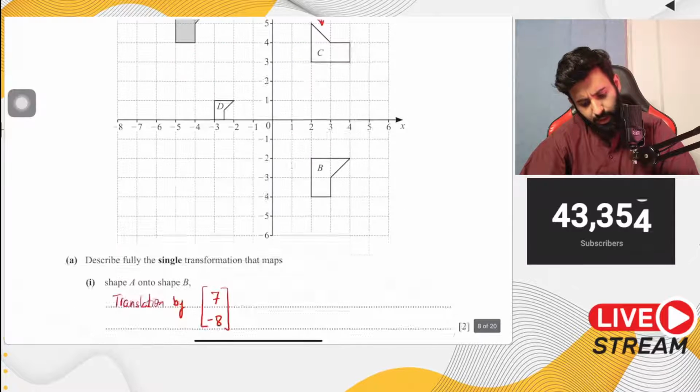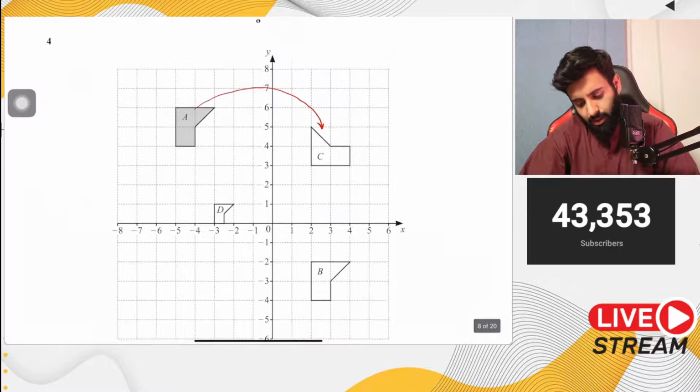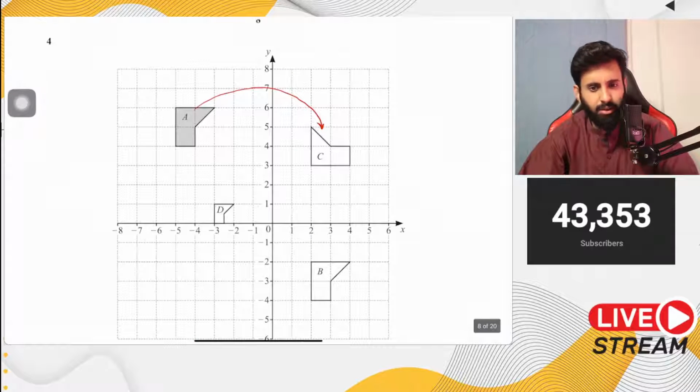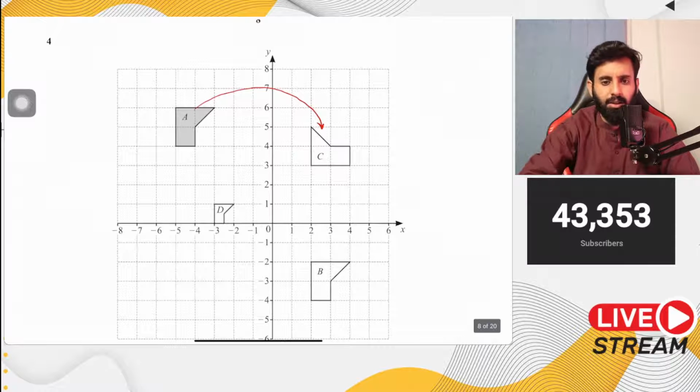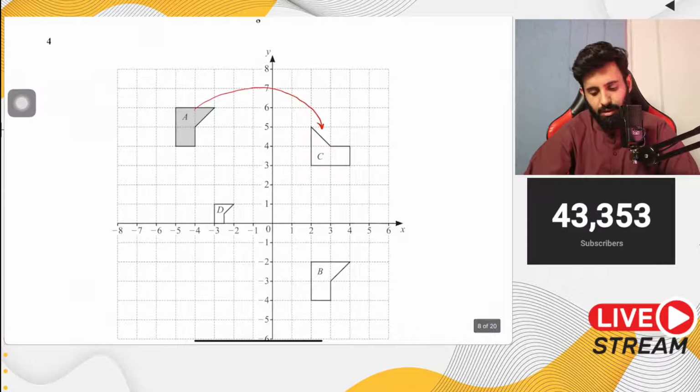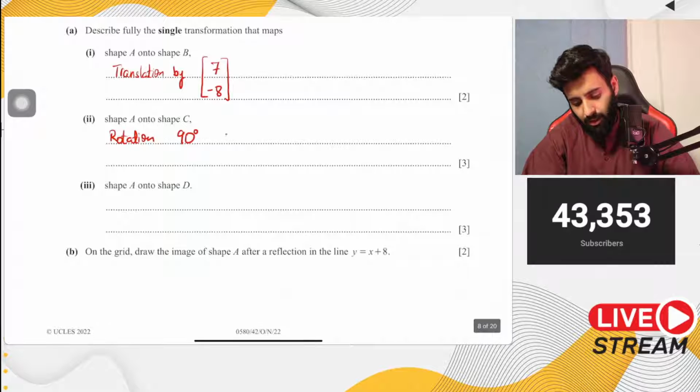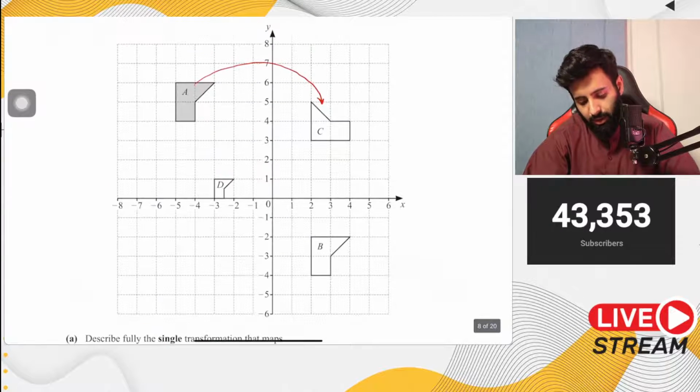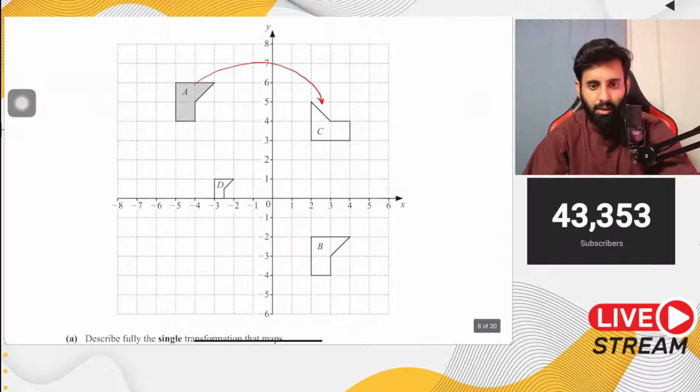It says A onto C, right? So this is 12, 3, 6, 9. So this is clockwise. Yeah, rotation 90 degree clockwise, or you can say 270 degree anti-clockwise. Okay, A onto C, this is 90 degree clockwise.